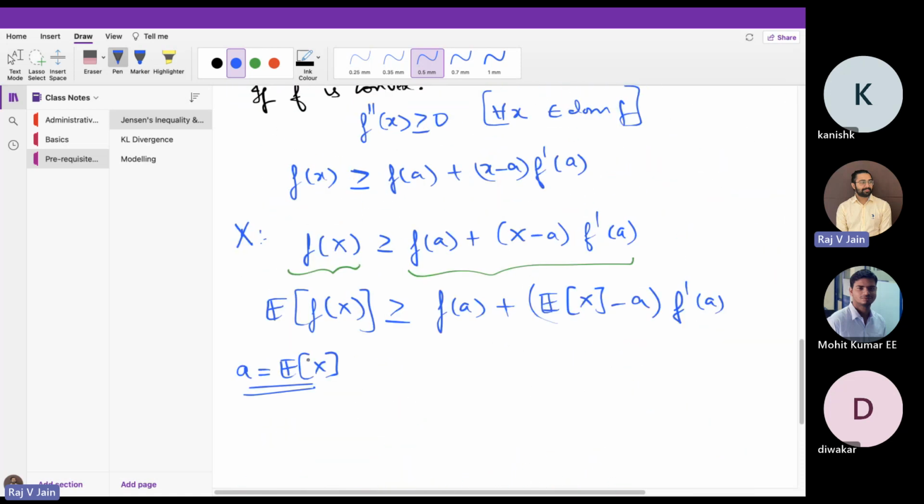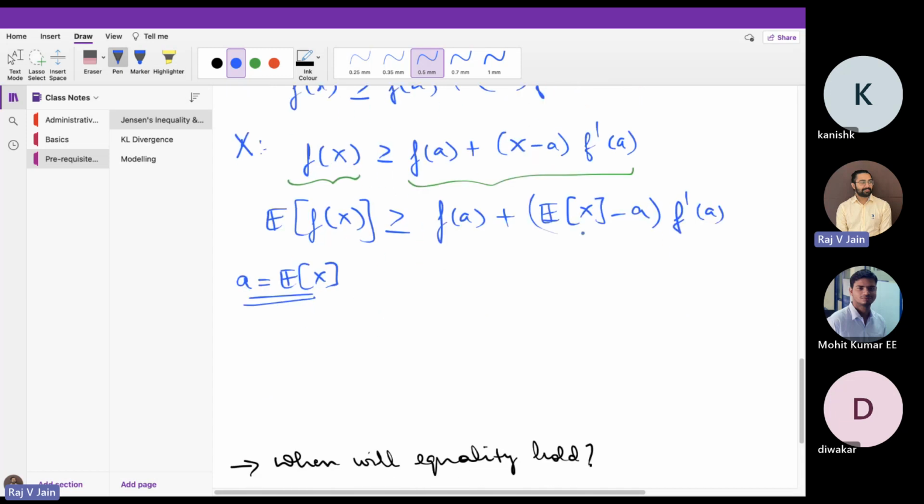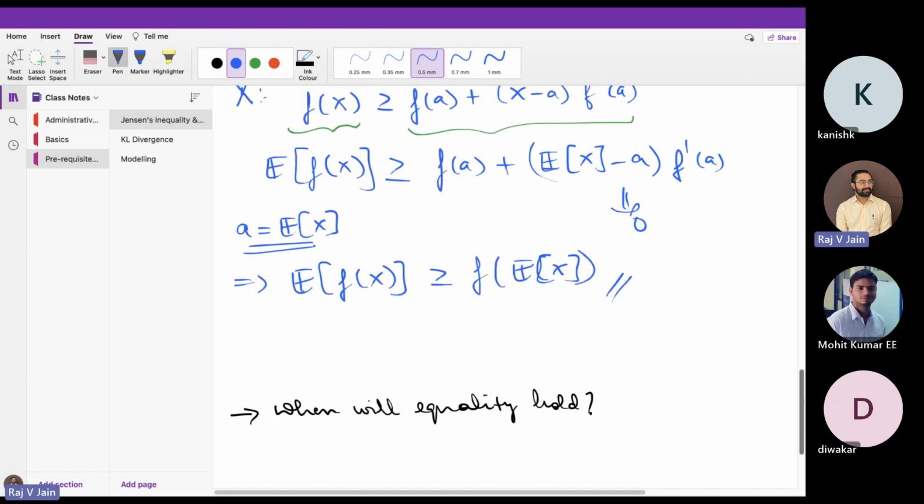So if expectation of x exists, and I choose to expand my function f over that point, then when I put a equal to expectation of x here, I would get the Jensen inequality just like so. This becomes f of expectation of x, and this term goes to 0. So this is the proof of Jensen inequality.